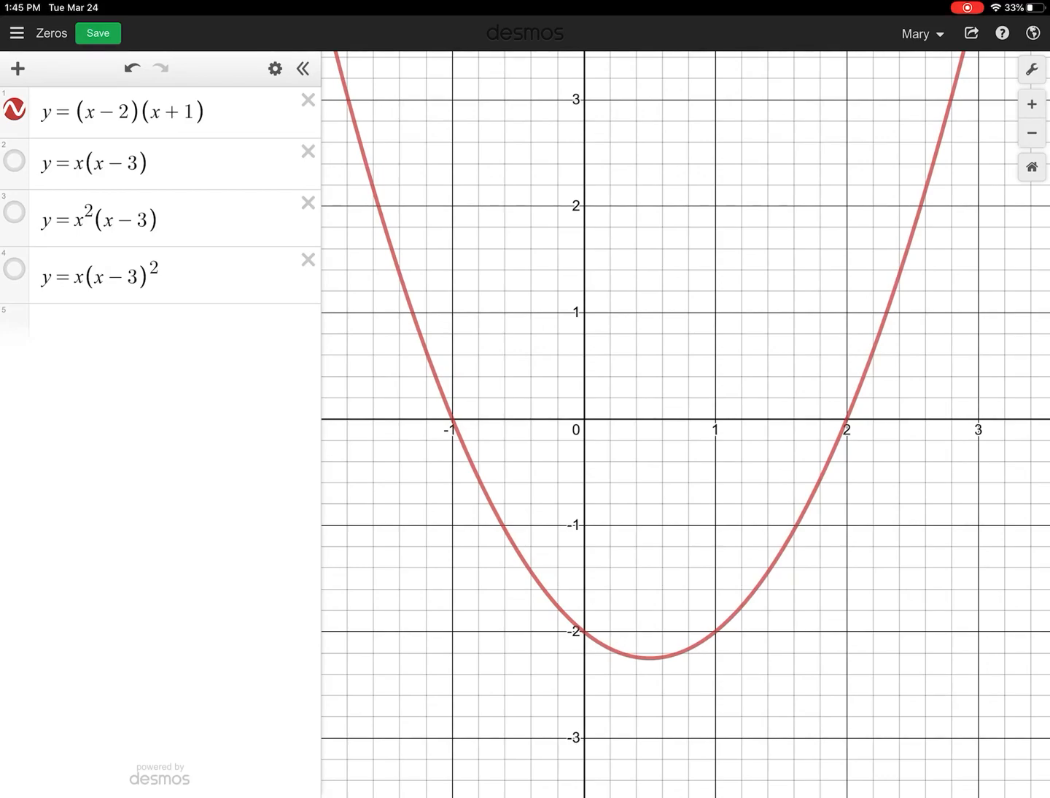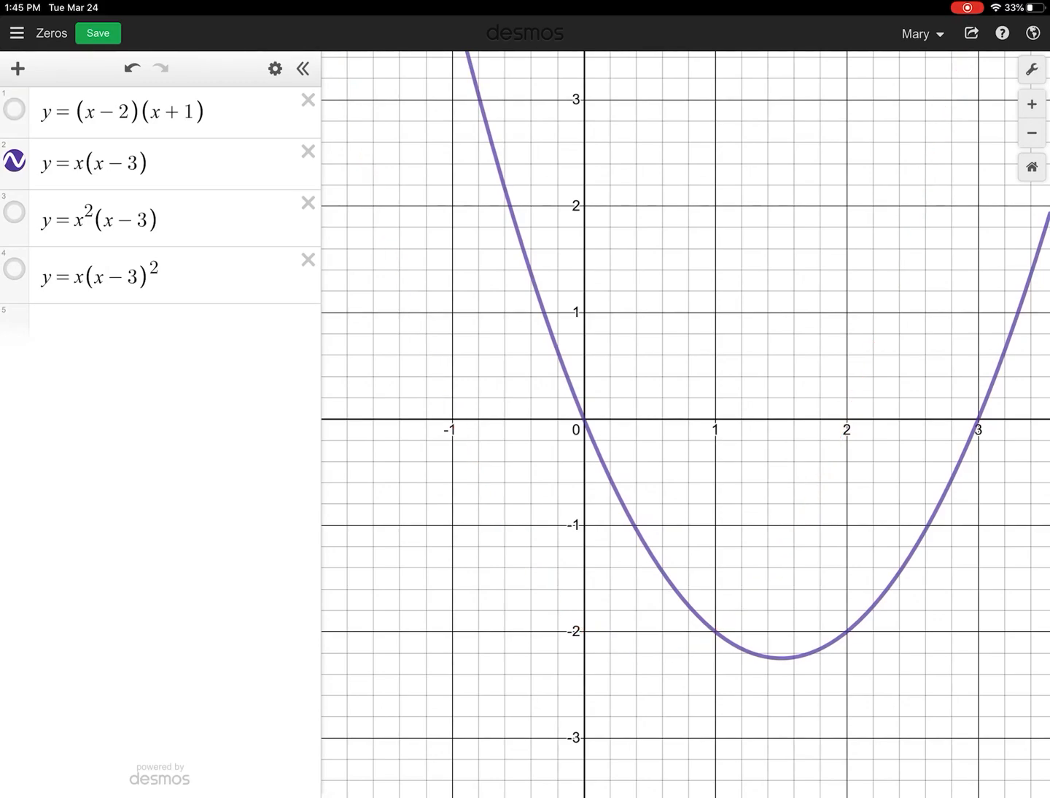Okay, notice if you were to multiply the whole equation out, x minus 2 times x plus 1, your leading term would be an x squared. So this looks just like a parabola. Okay, second graph: x times x minus 3. Here, the zeros of this function are 0 and 3, and those are our x-intercepts.